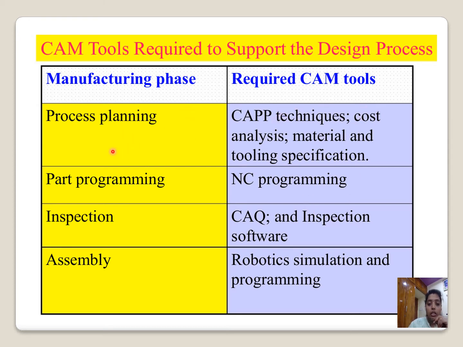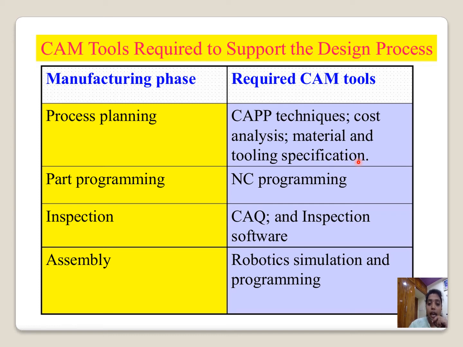First one is the process planning. As I already told you, process planning means we are planning how the object is to be manufactured from the starting stage to the ending stage. That whole process comes under process planning. The required tools are CAPP techniques, meaning computer aided process planning techniques, and cost analysis, material and tooling specification. These all come under process planning. In CAD software we get only the design, how we want to manufacture and what is what.